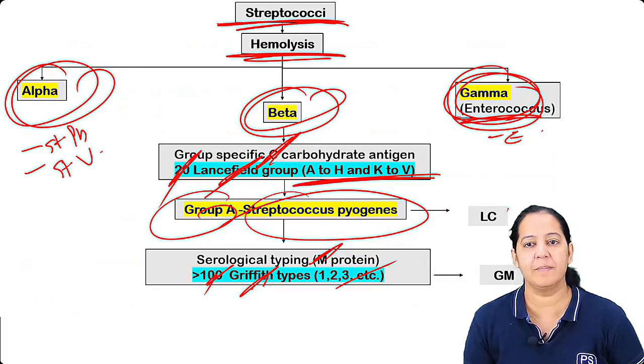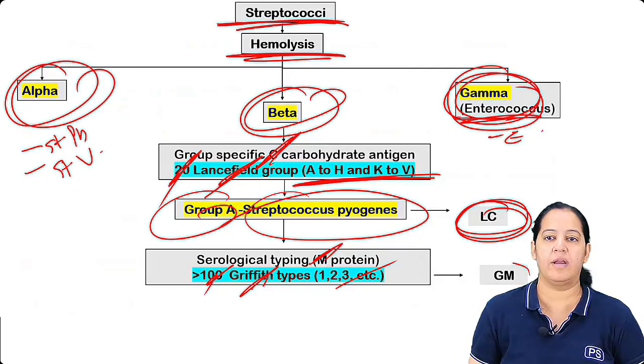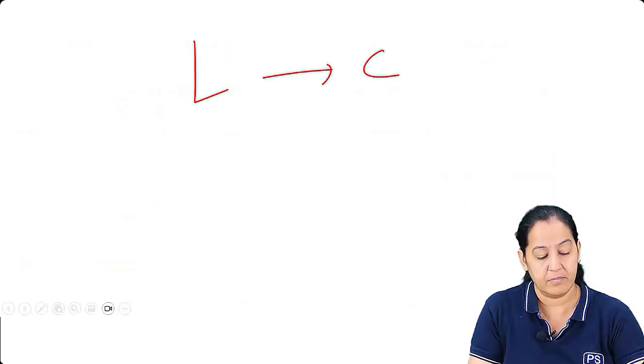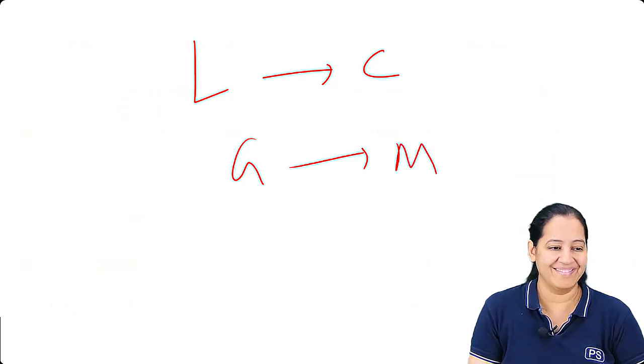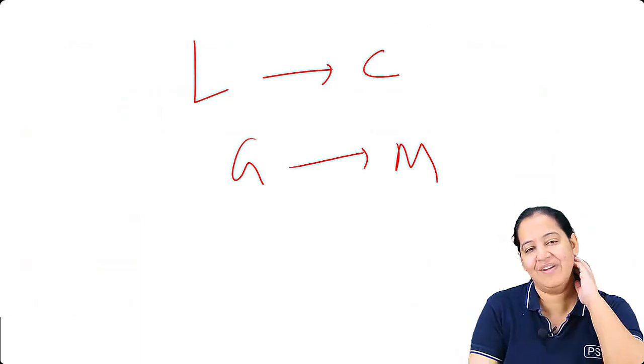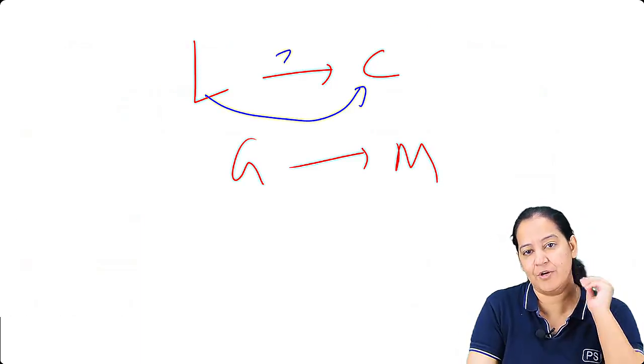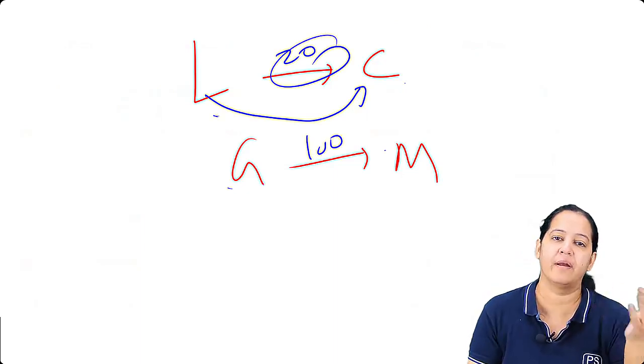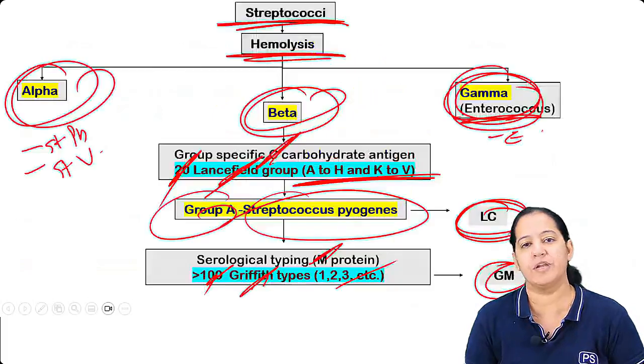So please learn the mnemonic Lucknow City, good morning. You will never forget. Learn like this. Lansfield has done classification based on C carbohydrate into 20. Lucknow City, 20. Good morning, 100. You can learn like this also. Griffith based on M protein into 100 types.